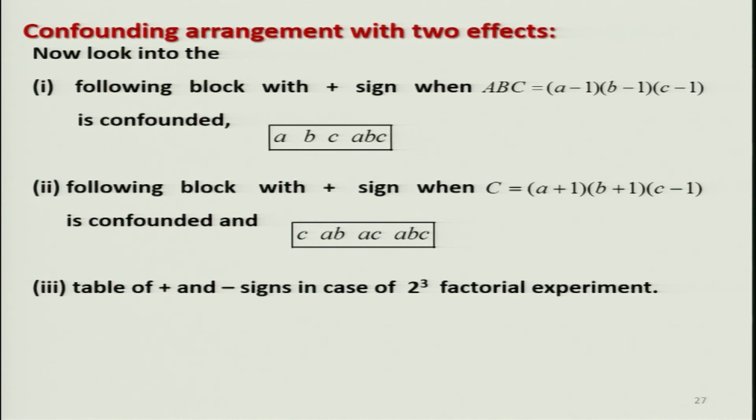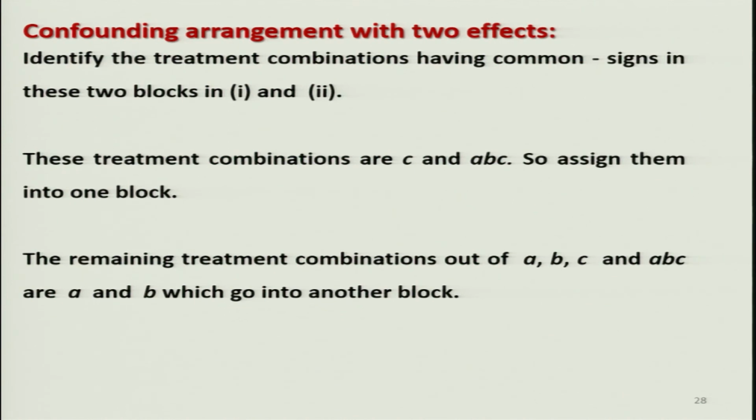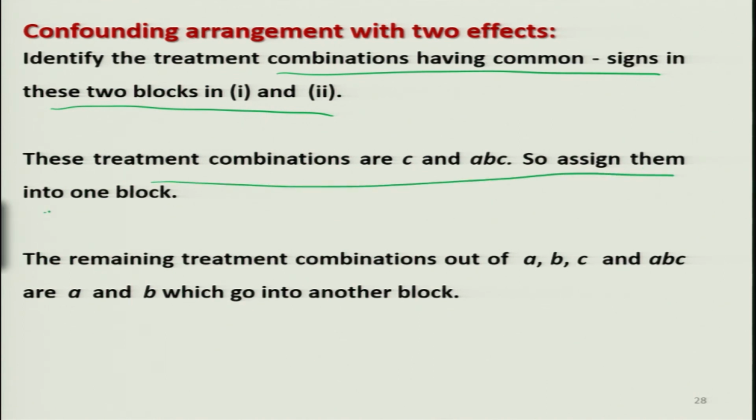So, now you look into the blocks with the positive signs in ABC, and follow the positive sign in the factor C, and then try to see which of the treatment combinations in this expansion appear with plus signs. These are C, AB, AC, ABC, and then see which of them are common. You can see that C and ABC are common. So, C and ABC go into one block and the other treatment combinations into different blocks. We identify the treatment combinations having the common signs in the 2 blocks, and these are C and ABC. So, assign them into one block, and the remaining treatment combinations, A and B, go into another block.